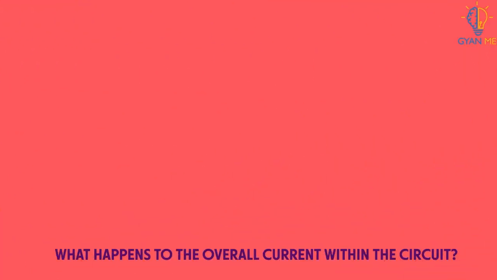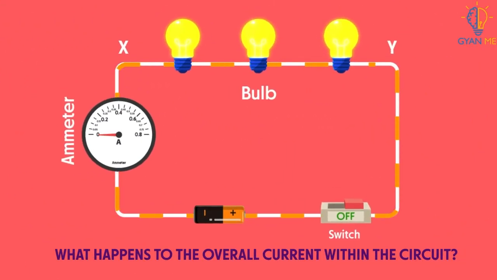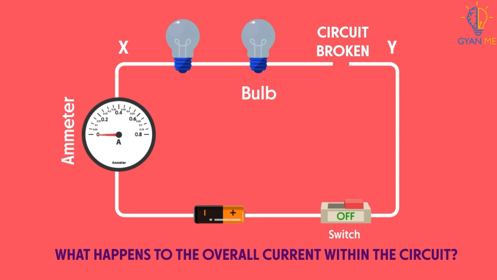A final observation that is unique to series combination is the effect of removing a bulb from a socket. If one of three bulbs in a series combination is unscrewed from its socket, then it is observed that the other bulbs immediately go out, because if one resistor is removed or damaged, then it will cut off the flow of current in the circuit.